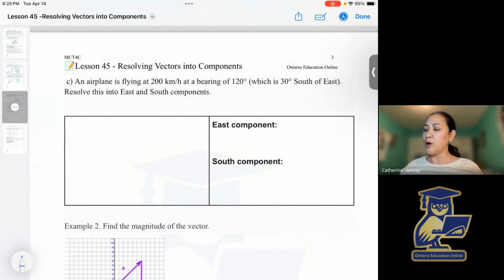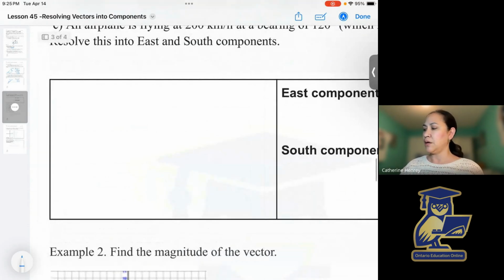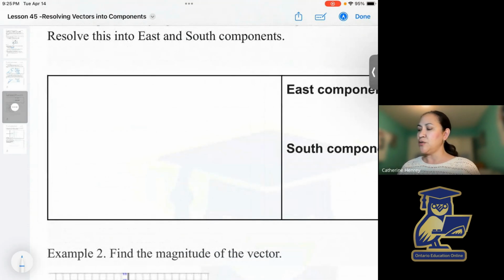So in this case, we have an airplane flying at 200 kilometers per hour at a bearing of 120 degrees, which is 30 degrees south of east. So resolve this into east and south components. Again, let's start with the diagram. Here, the airplane is flying 200 kilometers per hour, which is 30 degrees south of east. So south is down, east is to the right. And so I'm going to draw my vector off in this direction.